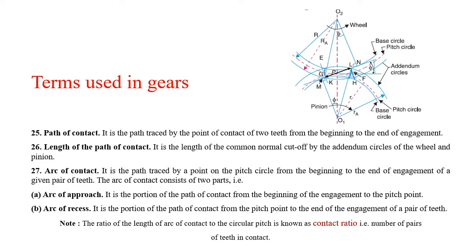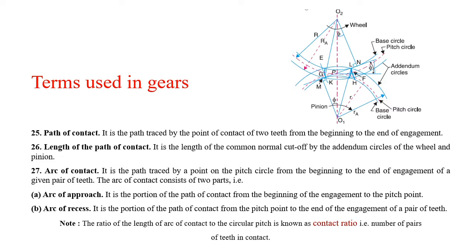Arc of contact consists of two parts. First, length of path of contact also consists of two parts. This KL distance can be divided into KP plus PL, that is length of path of approach and length of path of recess. KP distance will be considered as length of path of approach and PL distance can be considered as length of path of recess.